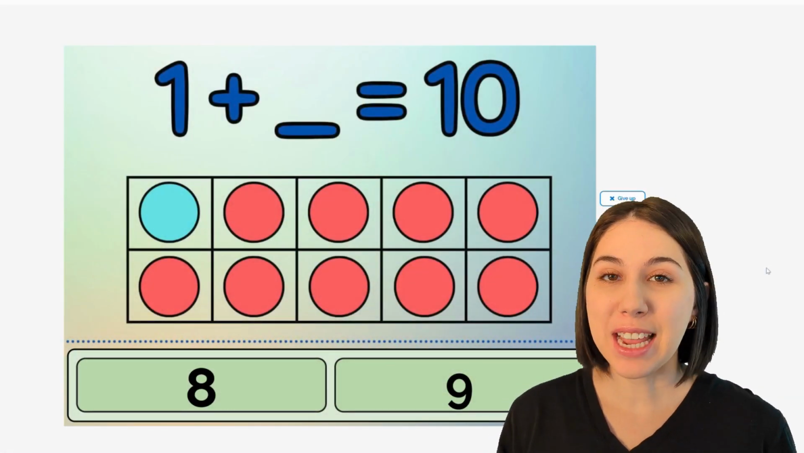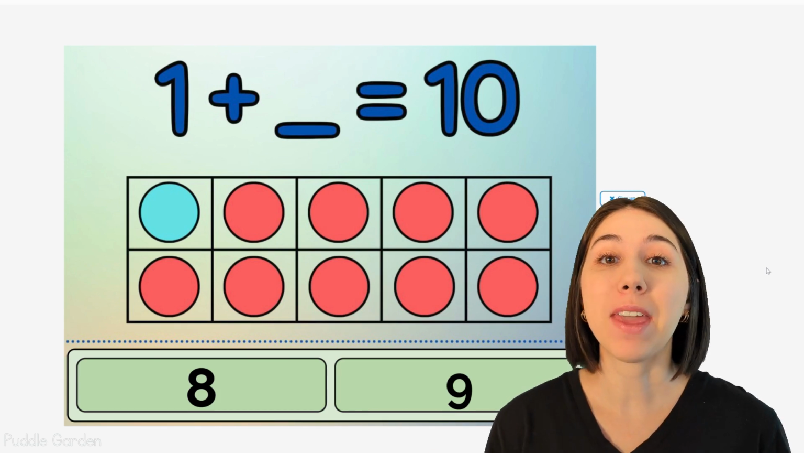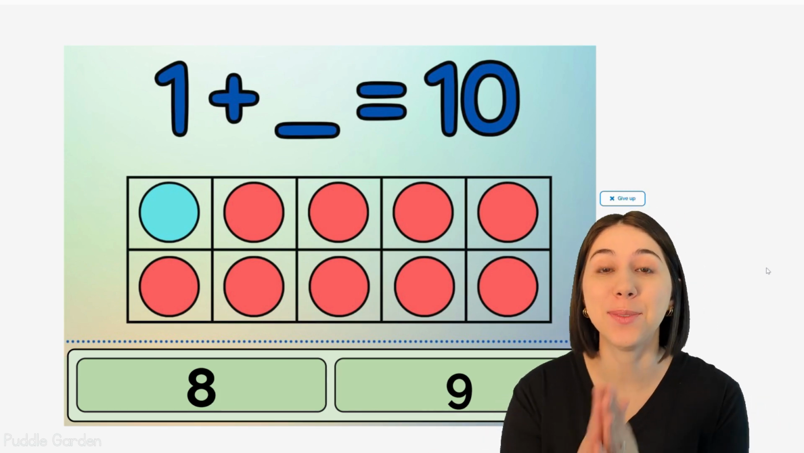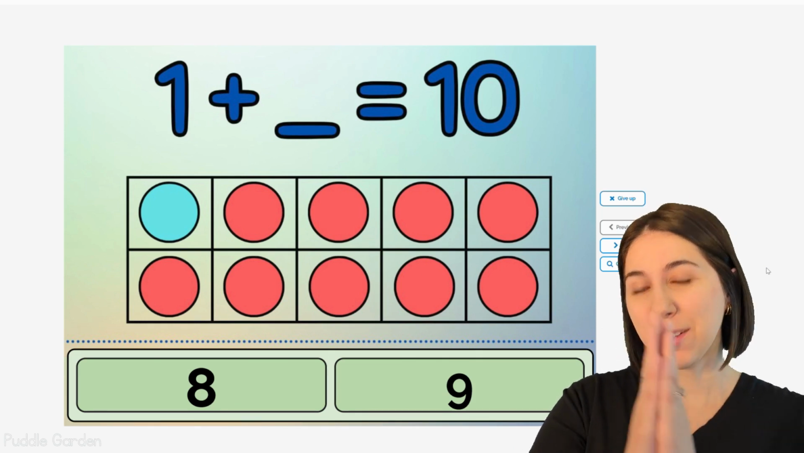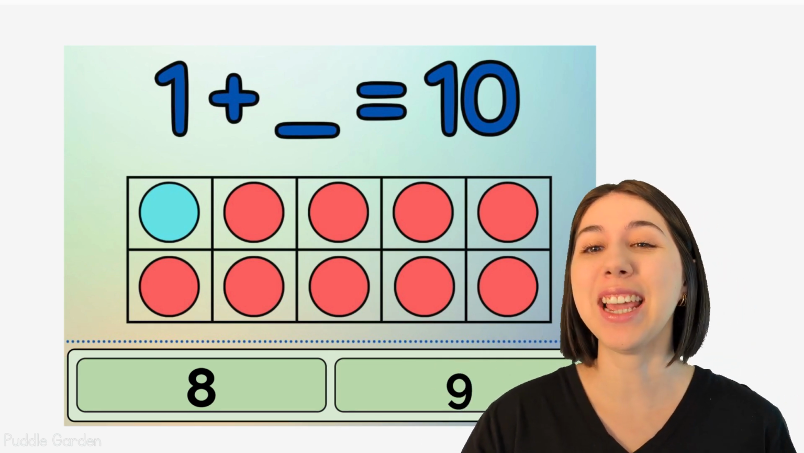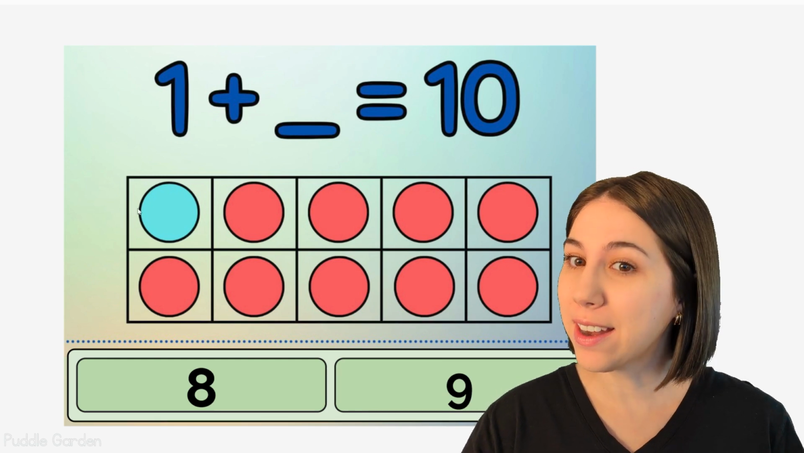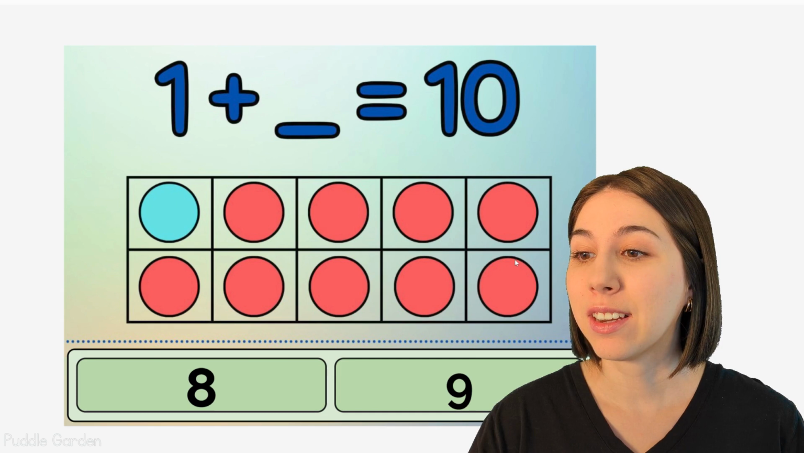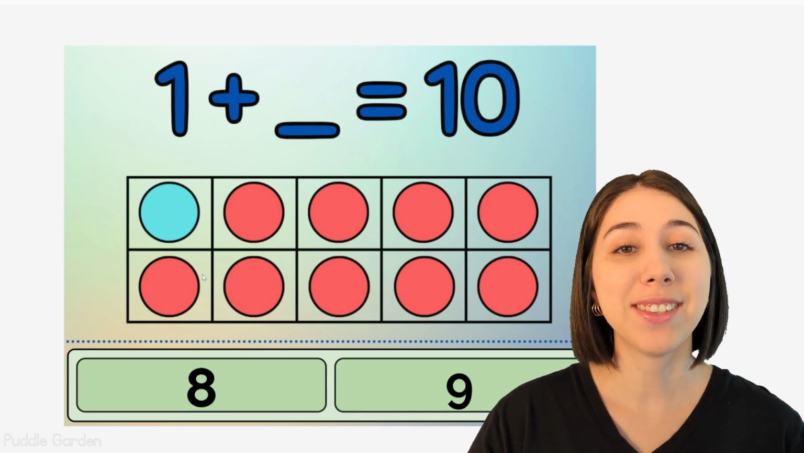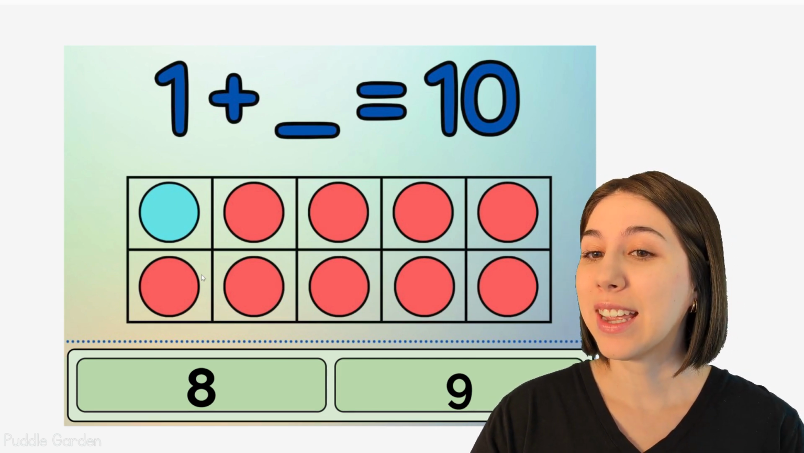So for our lesson today, we're going to be practicing making 10. Making 10 is when you have this 10 frame, and we're going to see if we can complete that equation and make 10. So if we have one blue dot here, and we want to make 10, how many red dots do we have to add to make 10?